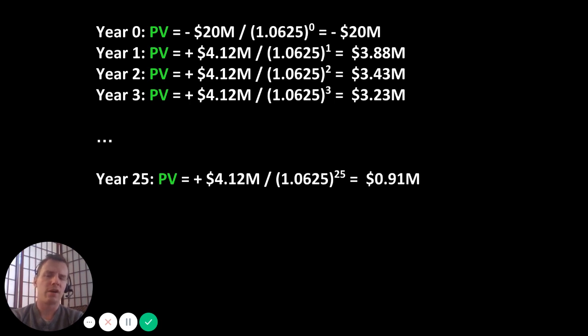The present value of year one profits of $4.12 million is $3.88 million. The present value of year two profits, again $4.12 million, is only $3.43 million. And if we go all the way down to year 25, the present value of getting profits of $4.12 million in year 25 is less than $1 million, only $0.91 million.